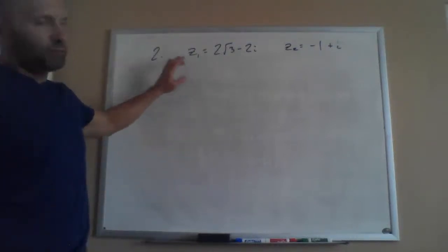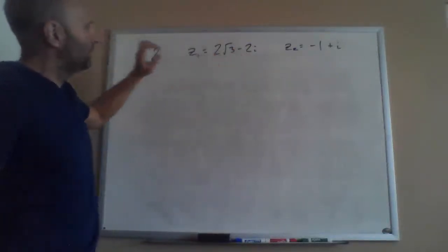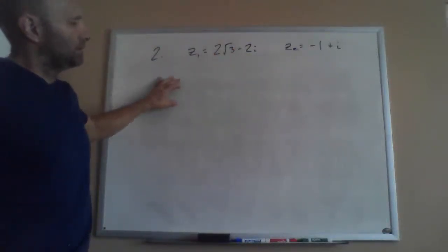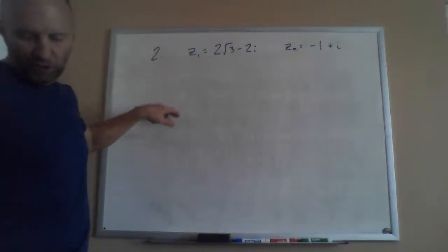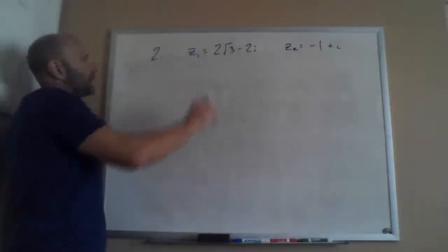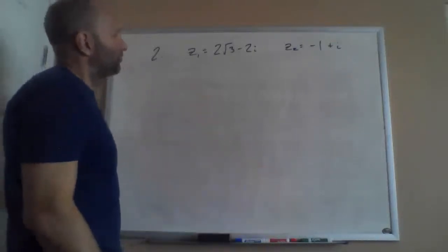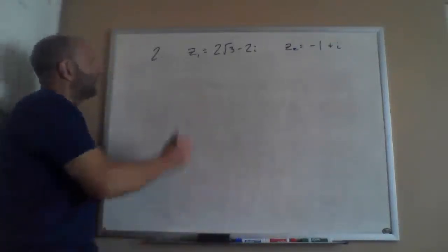All right, so first off, they want Z1 in polar form, Z2 in polar form, the product, division, and then 1 over Z1. So let me show you how to do the conversion for Z1, and I'll let you guys try Z2, and then we'll go on from there.